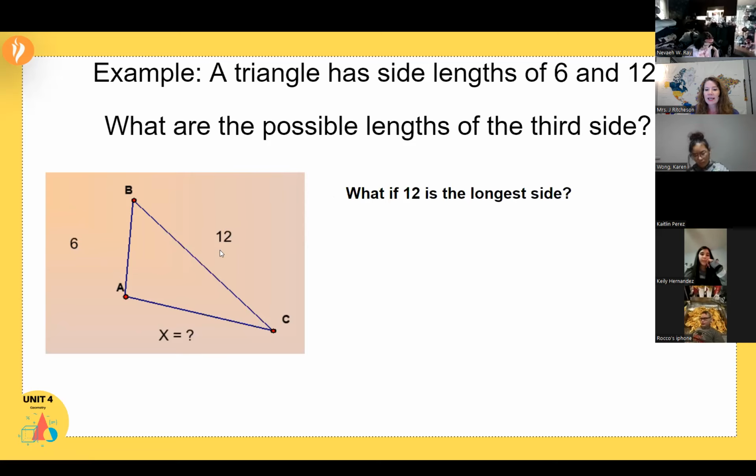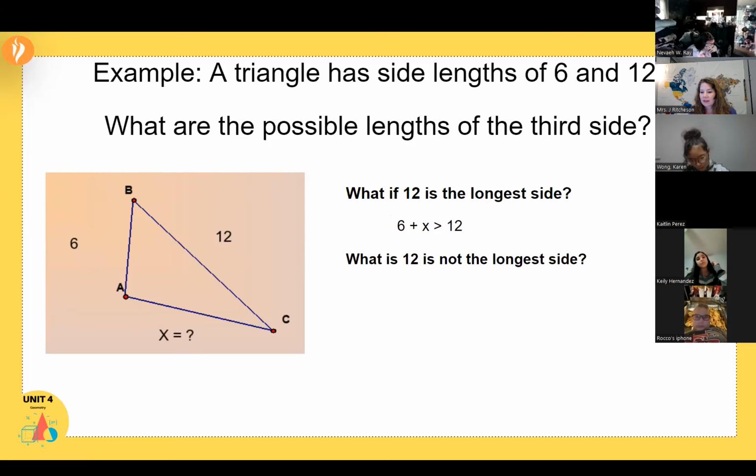All right, so the first question is, what if 12 is the longest side? Well, 6 plus what is equal to, or greater than 12? However, what if 12 is not the longest side? So what if we have a triangle that looks like this, and 12 is here, 6 is here, and we don't know the longest side? What is the smallest number this could be?